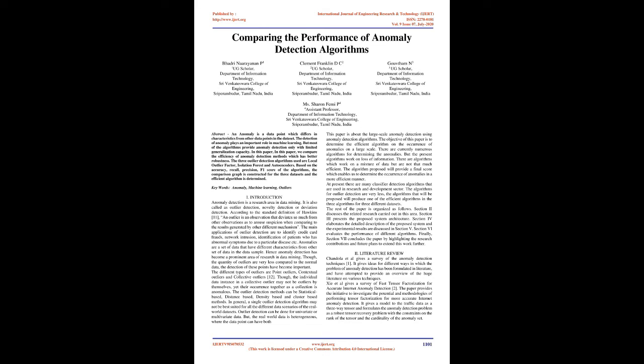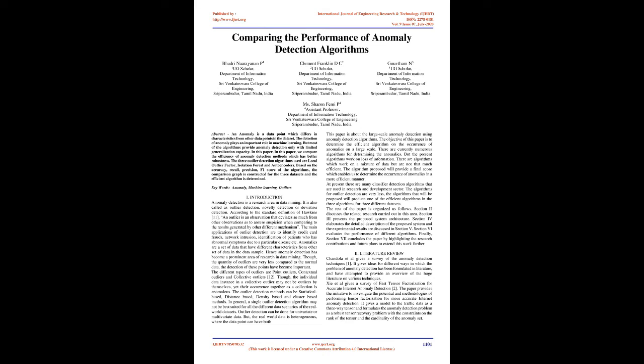In general, a single outlier detection algorithm may not be best suited for all the different data scenarios of the real-world datasets. Outlier detection can be done for univariate or multivariate data. But the real-world data is heterogeneous, where the data point can have both. This paper is about the large-scale anomaly detection using anomaly detection algorithms. The objective of this paper is to determine the efficient algorithm on the occurrence of anomalies on a large scale.